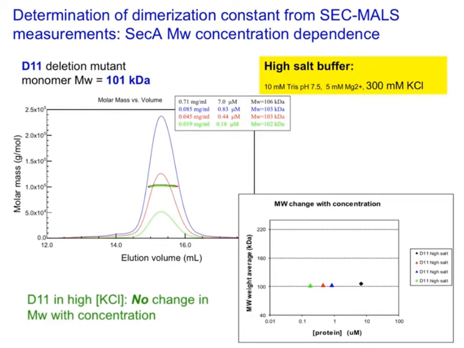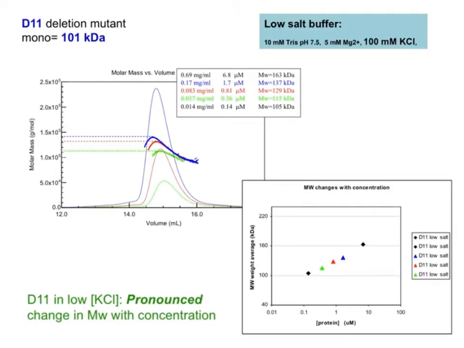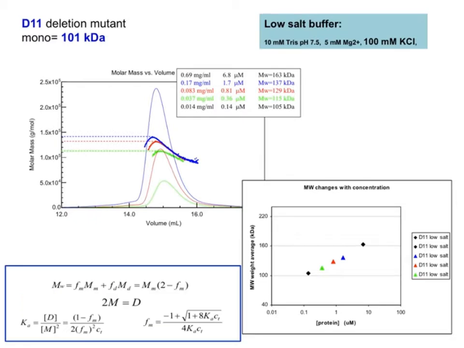When we look at the full concentration dependence of the molecular weight for the D11 mutant, we saw no changes in the molecular weight at the concentration range we tested. When we performed the same analysis in the low ionic strength buffer, we could see a strong dependence of the molecular weight when the protein concentration is increased. These pronounced changes in the molecular weight as a function of concentration can be used in the approach that I just described to derive the dimerization constant for SecA protein.